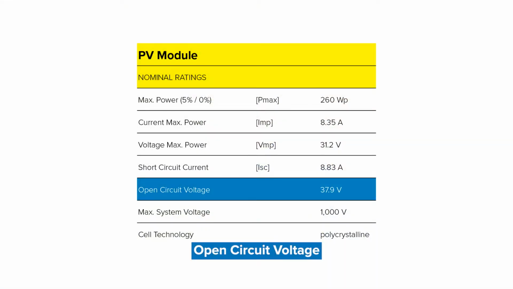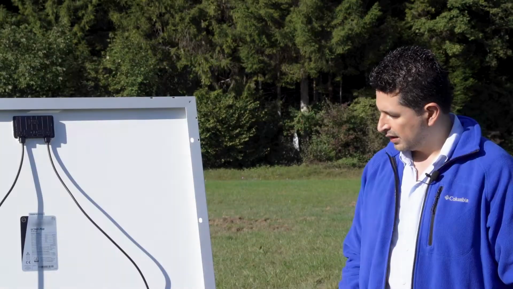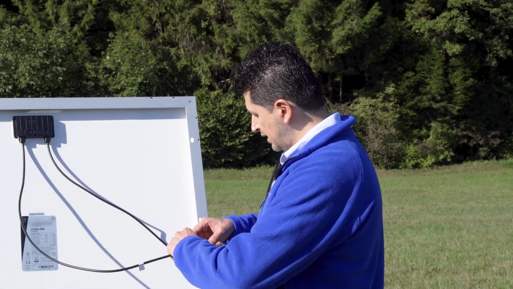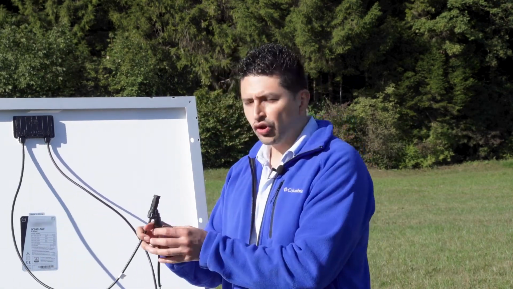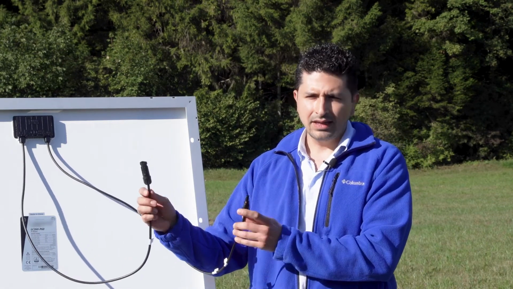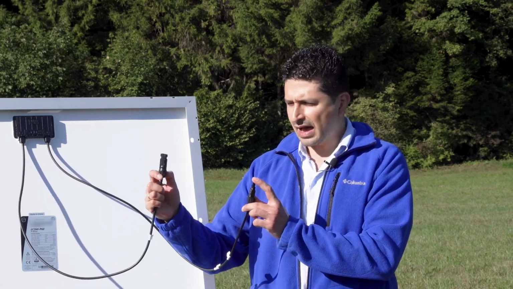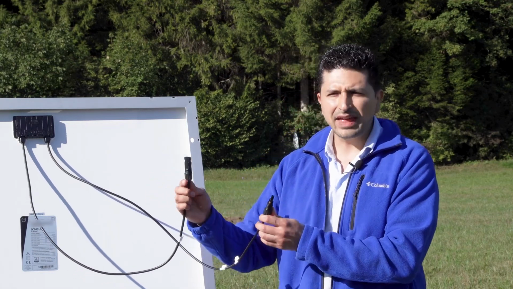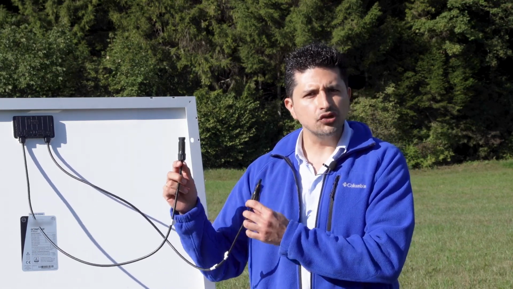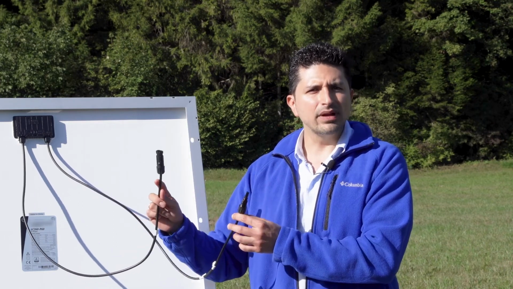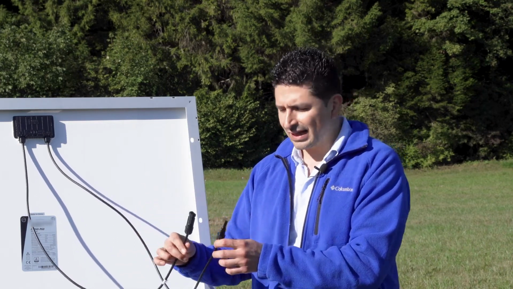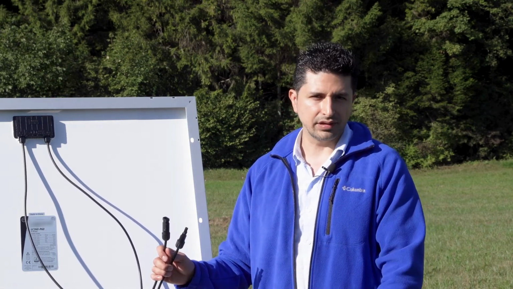We have also another value which is called the open circuit voltage. The open circuit voltage occurs whenever there is no connection on the PV module. For example, if we disconnect the different terminals of this PV module and we measure the positive and the negative of this PV module without any load, we will be measuring the voltage in an open circuit. And this means that this is the highest voltage that the PV module will be able to produce.